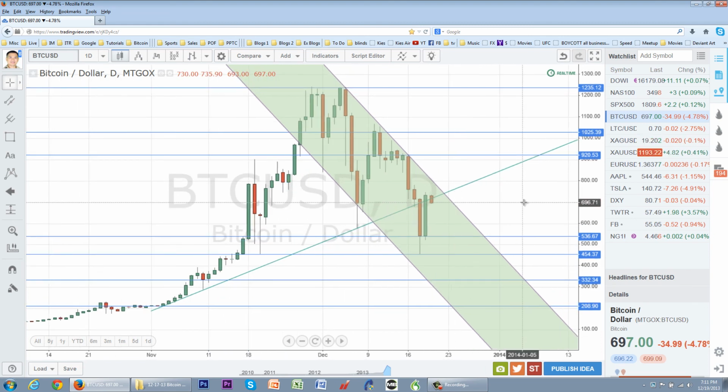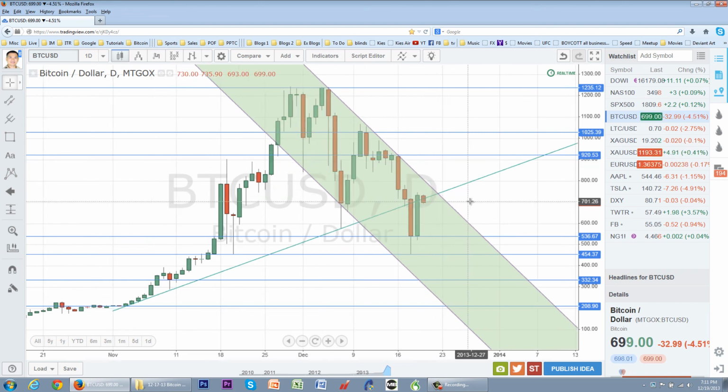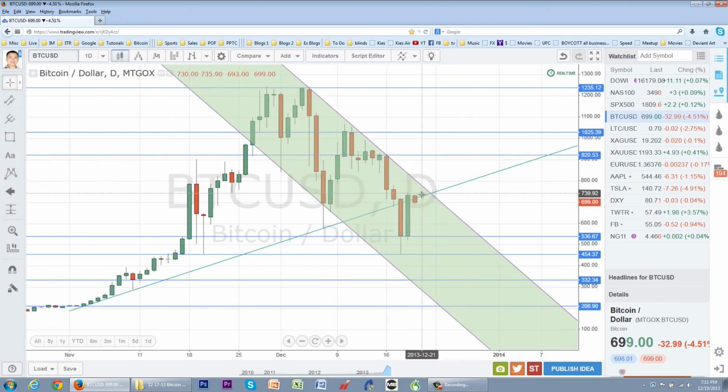Now, like I said, there's three directions that price can go: up, down, or sideways. If it continues to go up, right, I would have to wait for it to be above the high of this wick right here to take it to a long, okay?